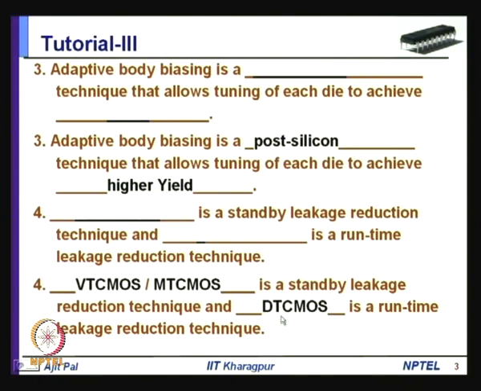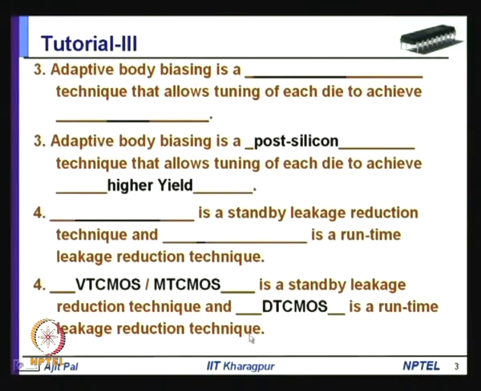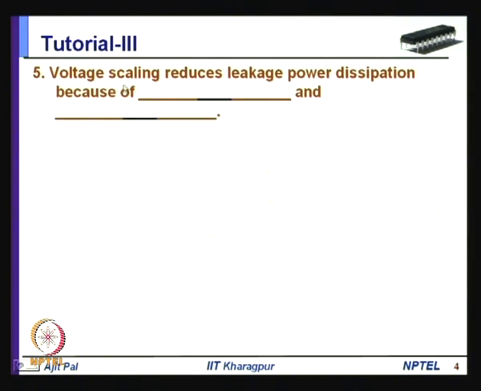where dual threshold voltage CMOS is used. That means some transistors, which are on the gates which are on the critical path, those gates are realized with lower threshold voltage, and gates which are on the non-critical path, they are realized by using higher threshold voltage. So, DT CMOS is one of the runtime leakage reduction techniques, and so this is the answer you can give. Then question 5 was voltage scaling reduces leakage power dissipation because of dash and dash.